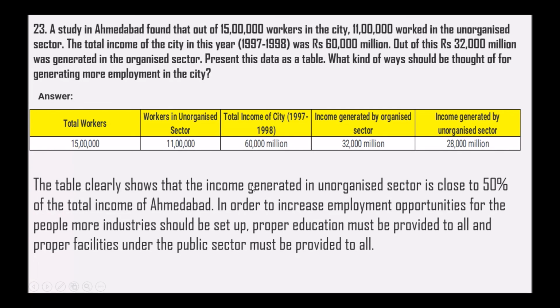So the table clearly shows that income generated in the unorganized sector is close to 50% of the total income of Ahmedabad. In order to increase employment opportunities for the people, more industries should be set up. Proper education must be provided to all, and proper facilities under the public sector must be provided to all.